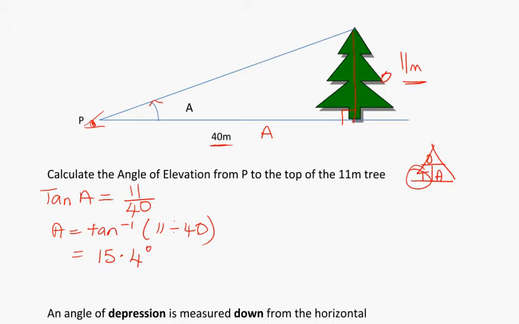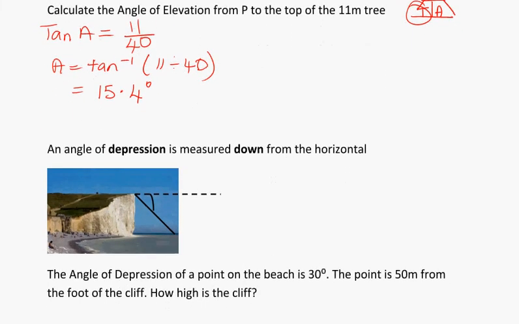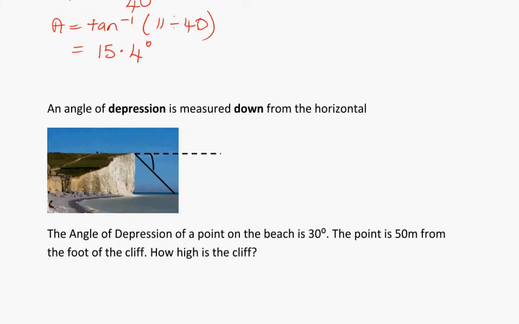Okay, what's the angle of depression? An angle of depression is measured down from the horizontal. So imagine you're standing, or your eyes at the top of the cliff, and you're looking down from the horizontal. That is the angle of depression. Call that B.